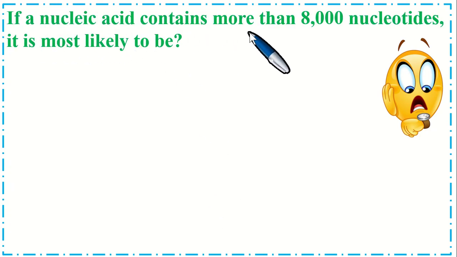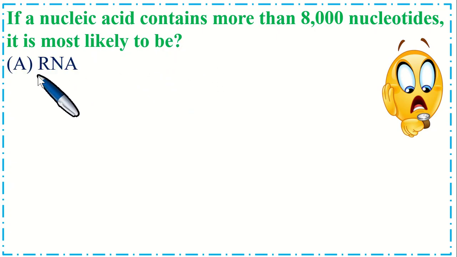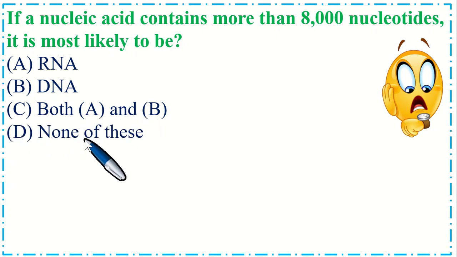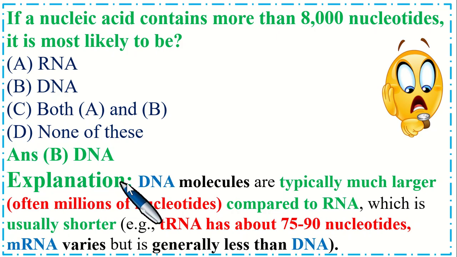If a nucleic acid contains more than 8,000 nucleotides, it is most likely to be option A, RNA, B, DNA, option C, both A and B, and option D, none of these. So the correct option is B, DNA. DNA molecules are typically much larger, often millions of nucleotides, compared to RNA, which is usually shorter. For example, tRNA has about 75 to 90 nucleotides, while mRNA varies, but they are generally shorter than DNA.